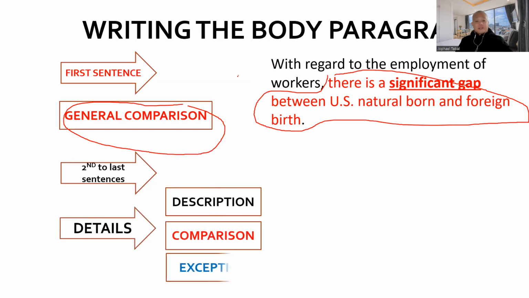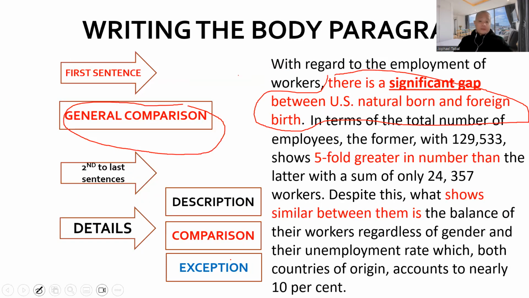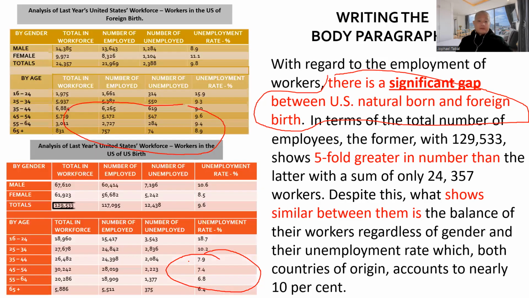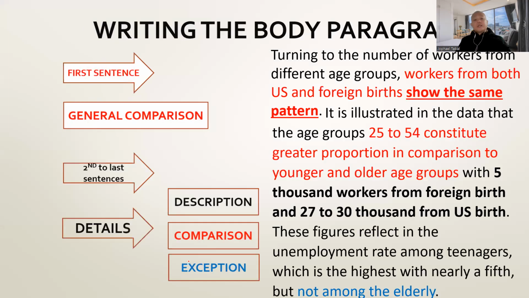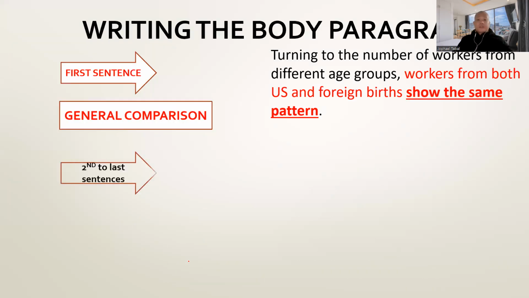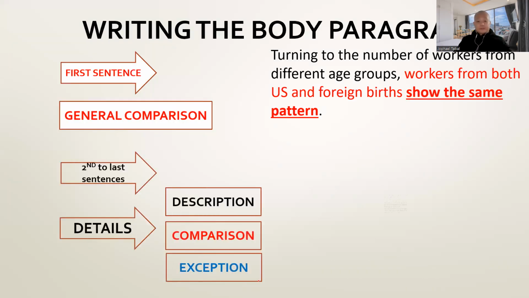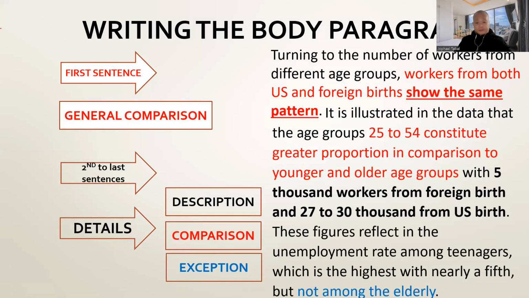And second to the last sentences, we have describe, compare, exception. Exception can sometimes be found in body paragraph 1 or body paragraph 2. Now in body paragraph 1 here there is no exception, but in body paragraph 2 there is. Okay, there is an exception here. Yeah, here. All right, here.